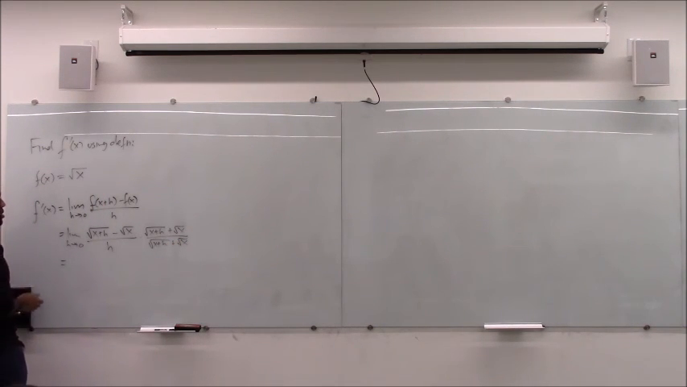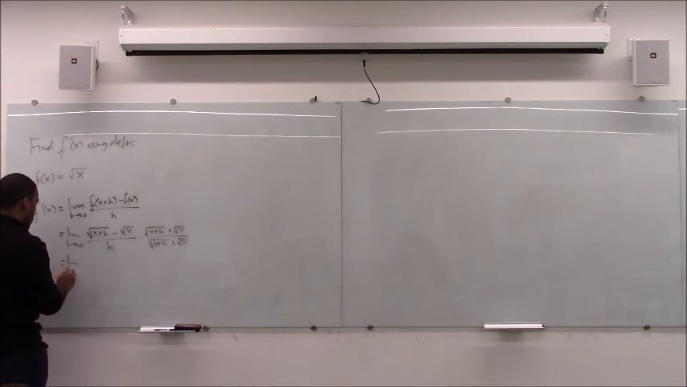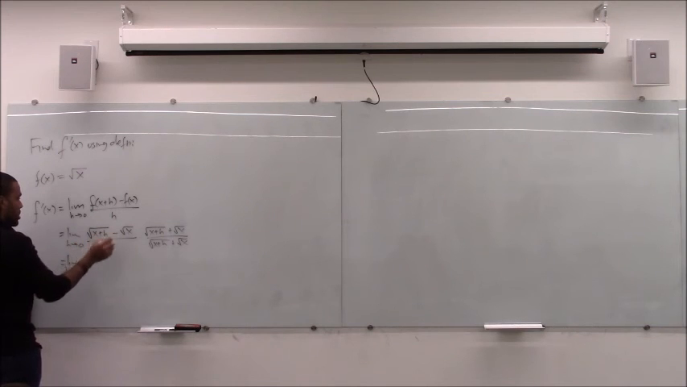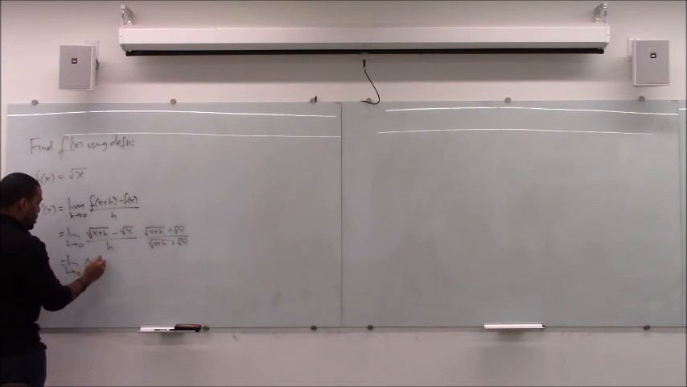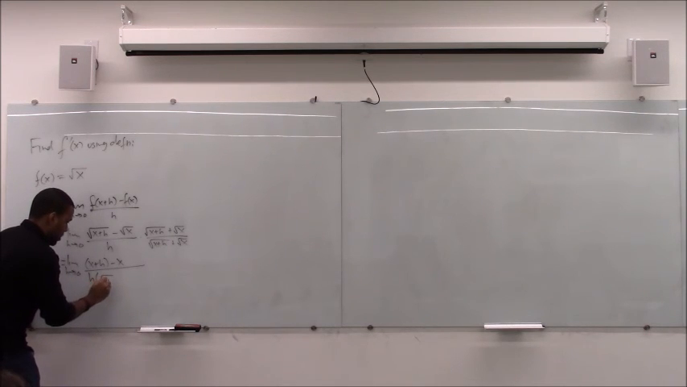Notice that in the numerator, that looks like a minus b times a plus b. So that's the difference of squares formula. So that becomes a squared minus b squared, over, now you just multiply across.